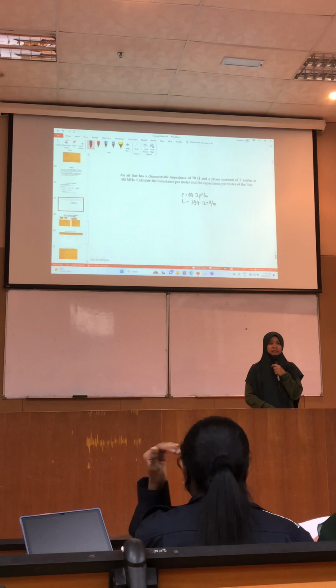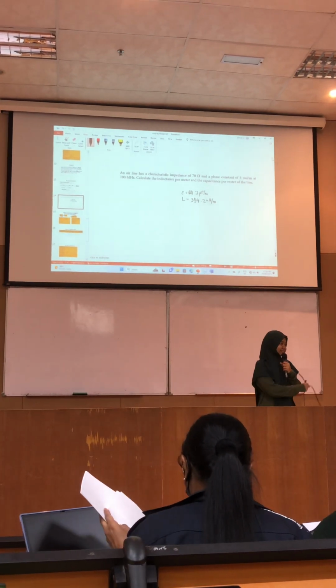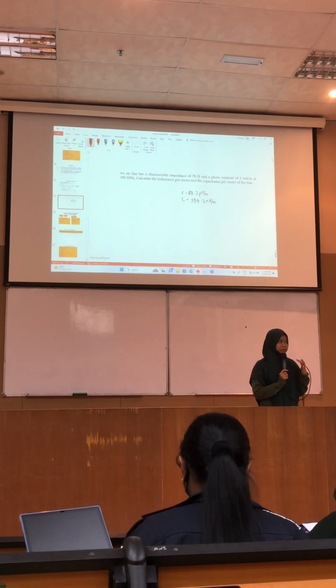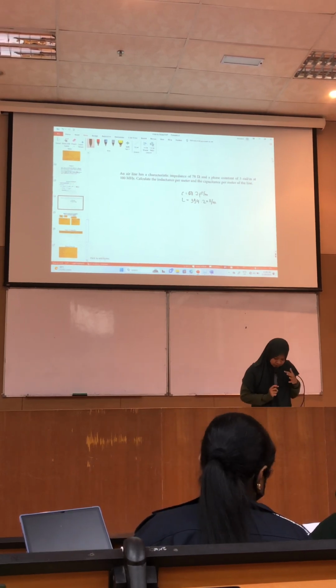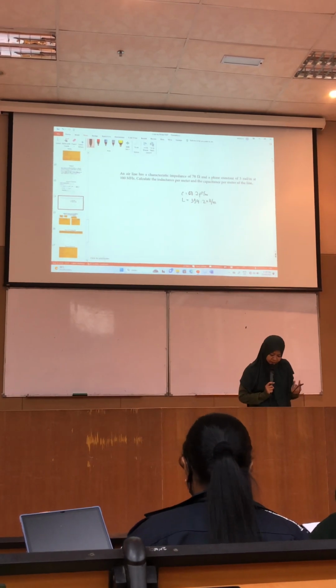Ini jawapan, kira sendirilah. .2 picofarad. 334.2 nano Henry.